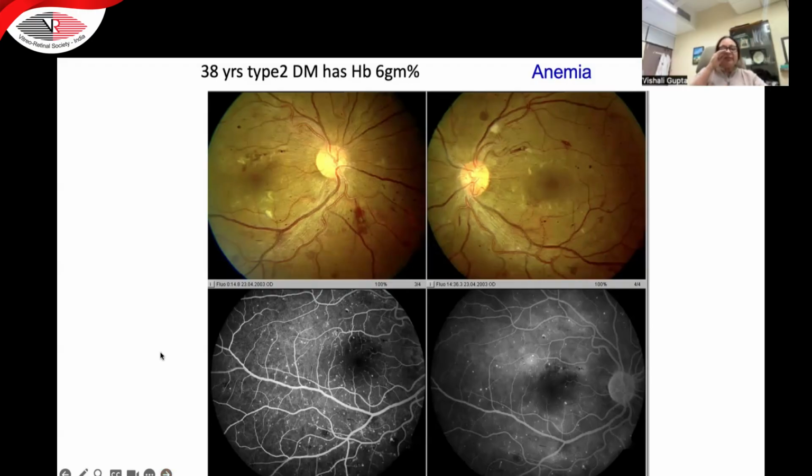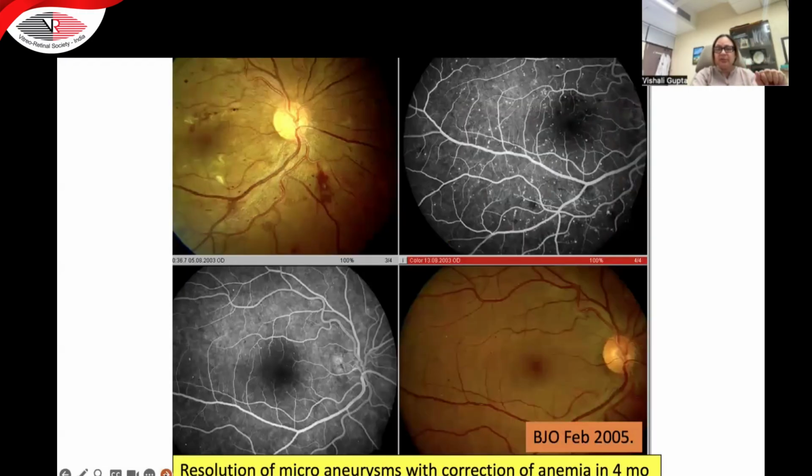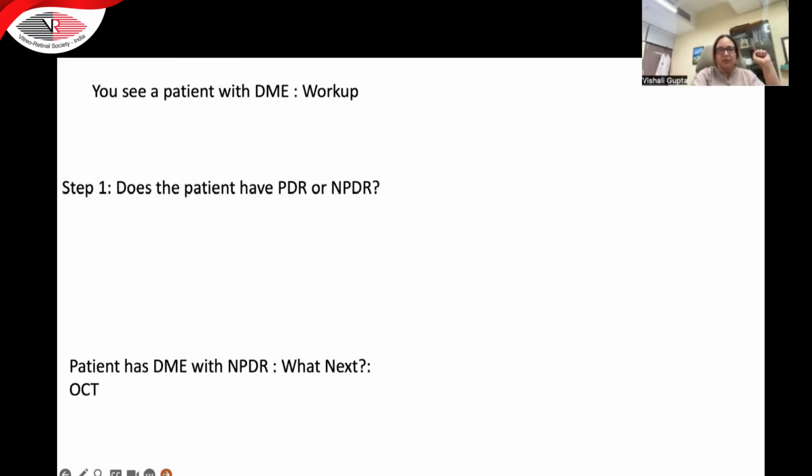So this kind of anemia is nutritional deficiency anemia. This is not the erythropoietin induced anemia. And many of our patients have iron deficiency anemia because of the dietary inadequacies. We just treated anemia in this patient, and there was total reversal of microaneurysms, which shows how important it is to look at all the parameters and not simply keep on injecting.